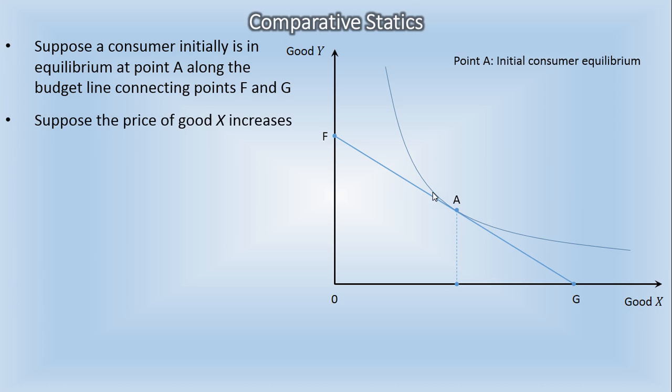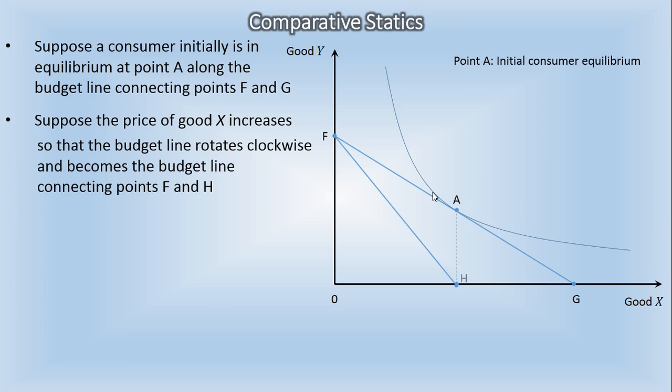Right, it's going to come in towards the origin. That means the budget line will rotate in. So the budget line rotates in clockwise because the price of good X has now gone up. The marginal rate of substitution has now gone up, meaning that the exchange of X for Y is now higher because X costs more.